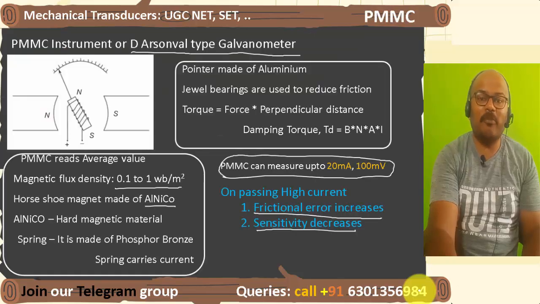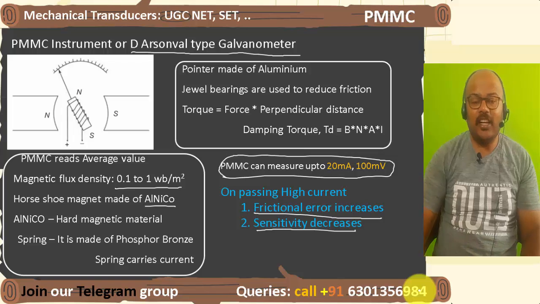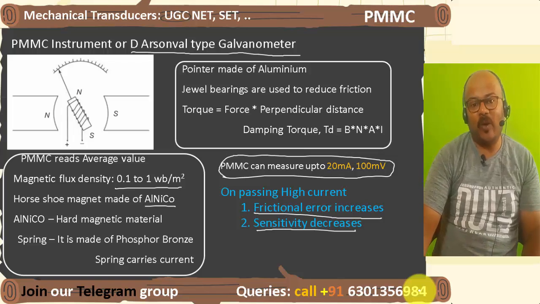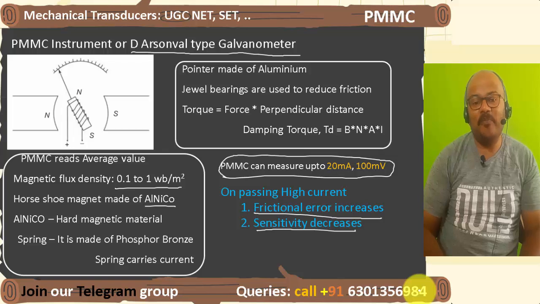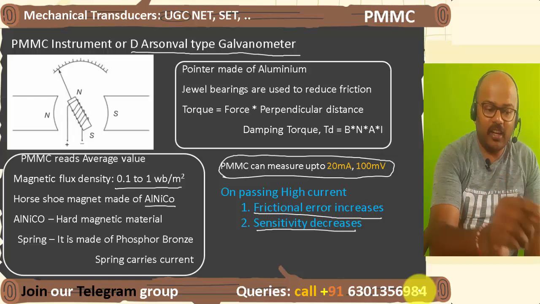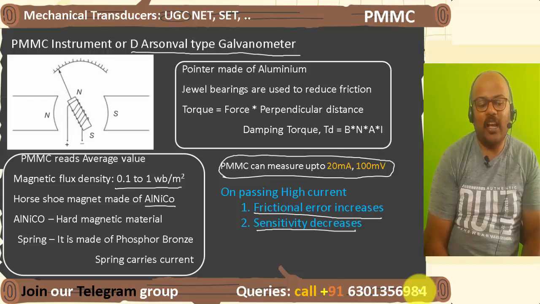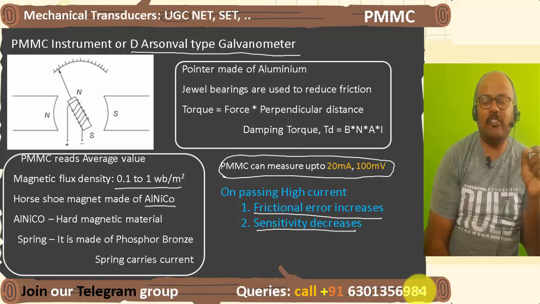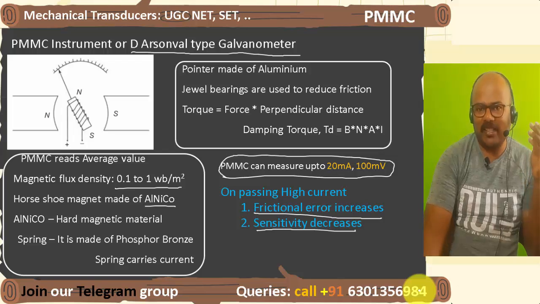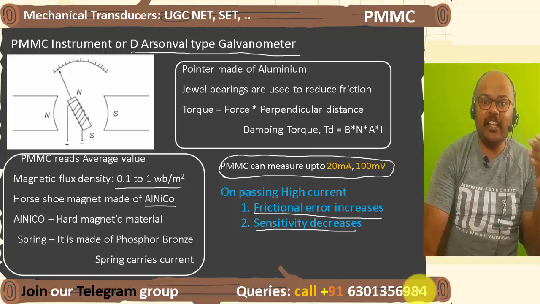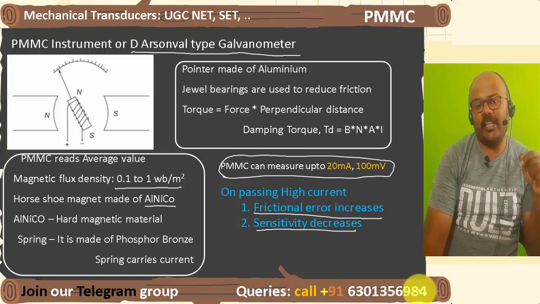And in the case of the PMMC instrument, nothing but permanent magnet moving coil, also referred to as a d'Arsonval type galvanometer, the magnetic field is very high. Why? You have a horseshoe magnet made up of alnico, aluminum, nickel and cobalt, and the spring is made up of phosphor bronze. Here the spring is the one carrying the current. Suppose you pass a strong or high current, the spring may get damaged. Here you will have the frictional error, which is more, and sensitivity decreases.